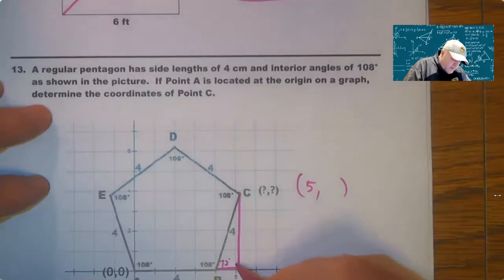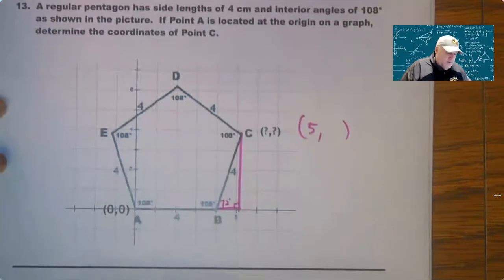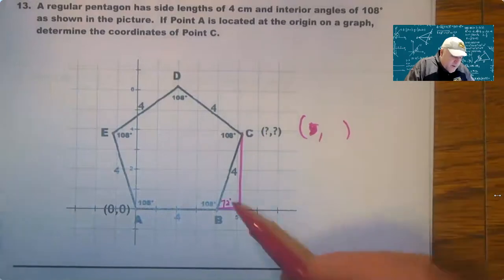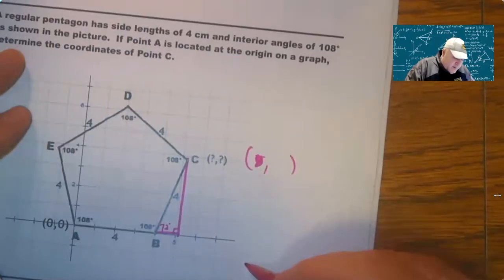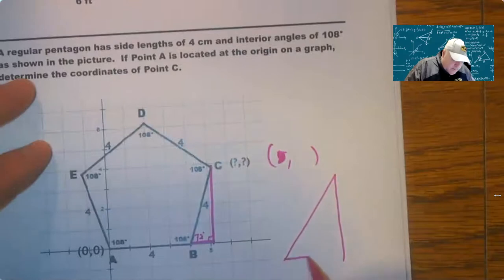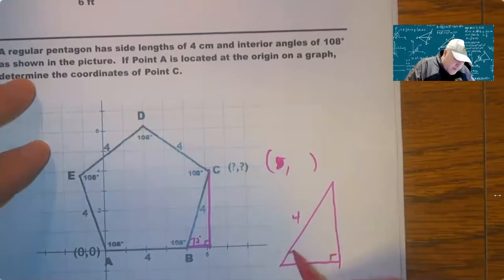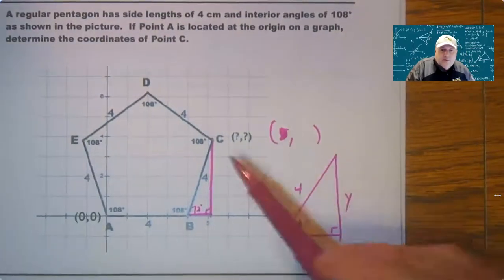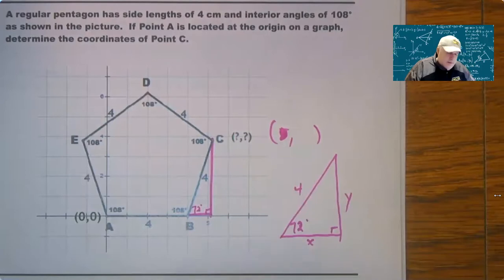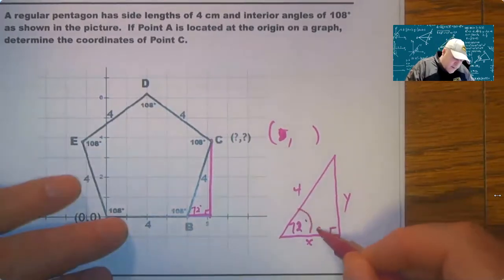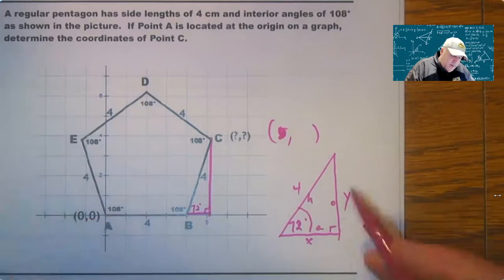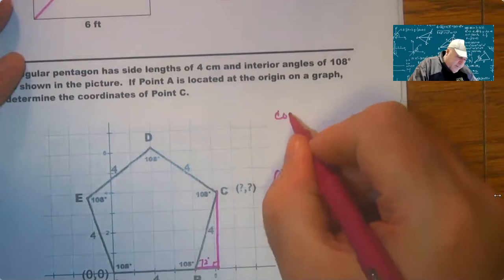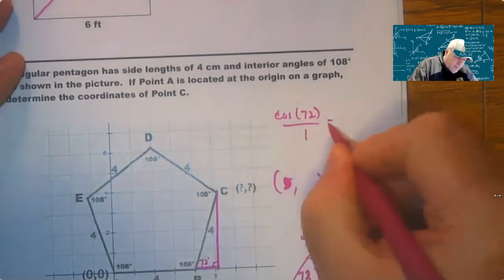So this is 72. We're not going to be able to use 30, 60, 90 rules once we get these sides, so it's not going to be 5. So we're solving this right triangle here. 4, 72. This is side X and this is side Y. Then we'll have the coordinates of point C. So you can see again that you have adjacent, hypotenuse, opposite. So cosine 72 is x over 4. That's one thing you can do.